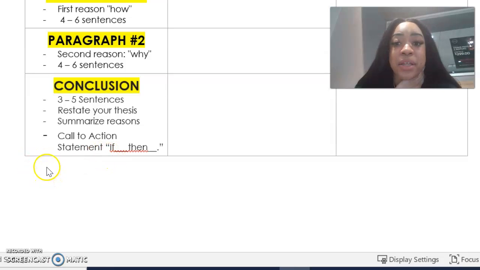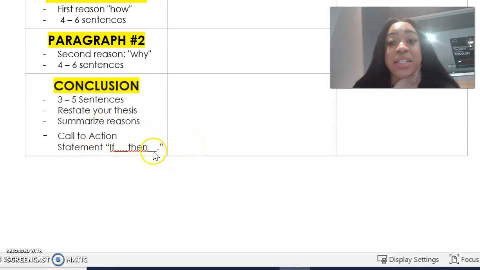If this happens, then this happens. Or if this doesn't happen, then this would happen. Or when this happens, these things happen, so we shouldn't do X, Y, or Z. So a call to action, meaning you want people to, when they're done reading your essay, to believe what you're saying, and you want them to understand the importance and severity of what the Holocaust was.